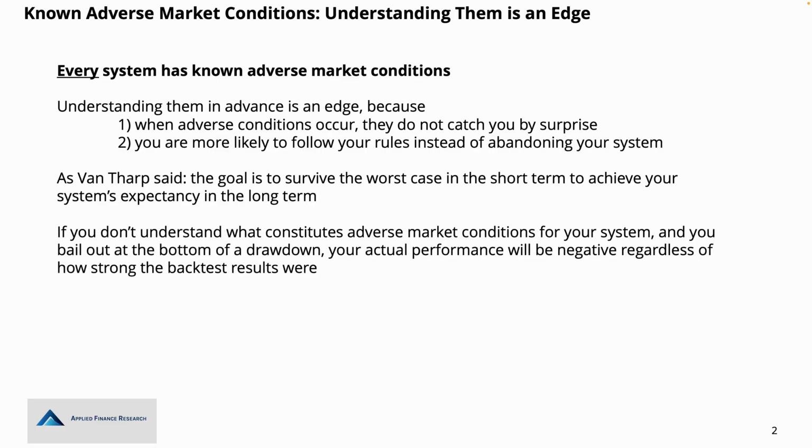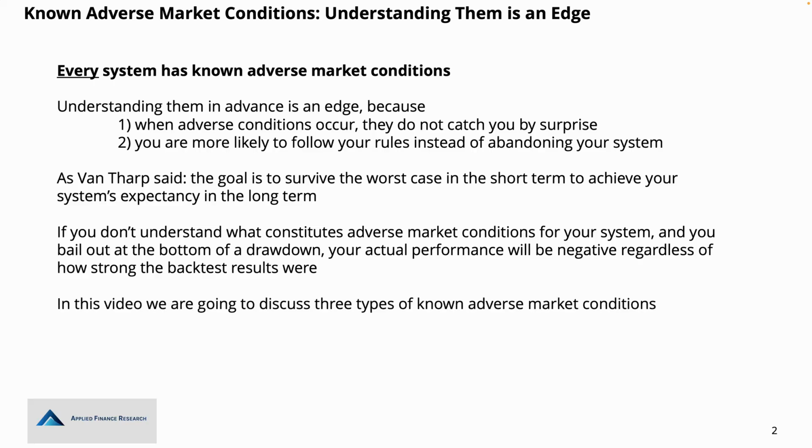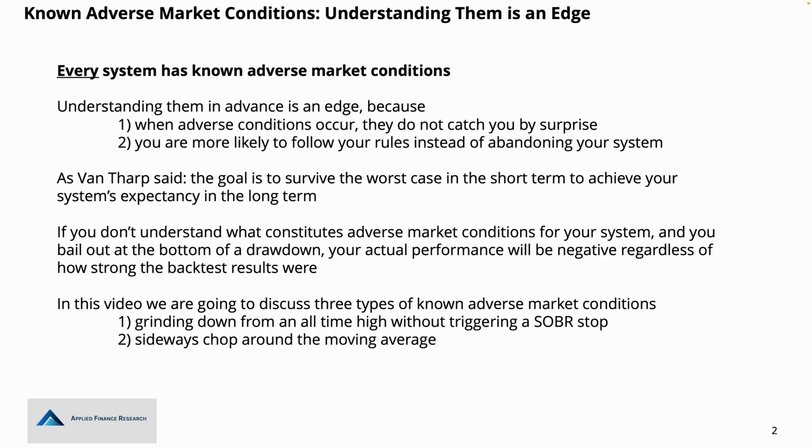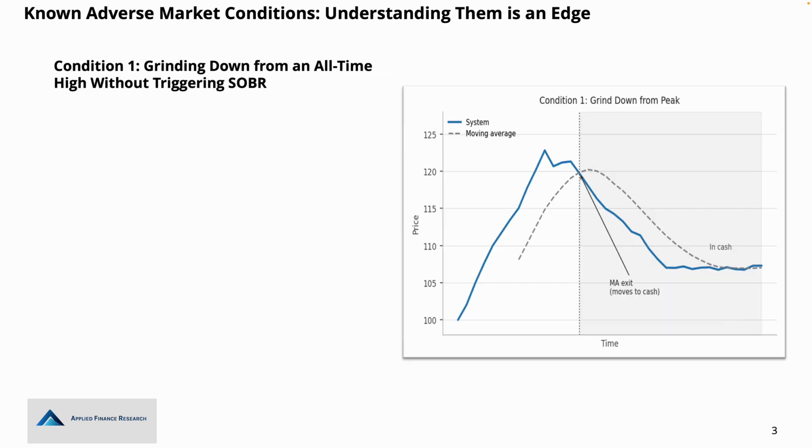If you don't understand what constitutes adverse market conditions for your system, and you bail out at the bottom of a drawdown, your actual performance is going to be negative regardless of how strong and how good your backtest results looked. So in this video, we are going to discuss three types of known adverse market conditions for our monthly asset allocation systems. The first is grinding down from an all-time high without triggering a sober stop. The second is sideways chop around the system's moving average, and the third is a combination of the above. Now, let's jump into the first condition.